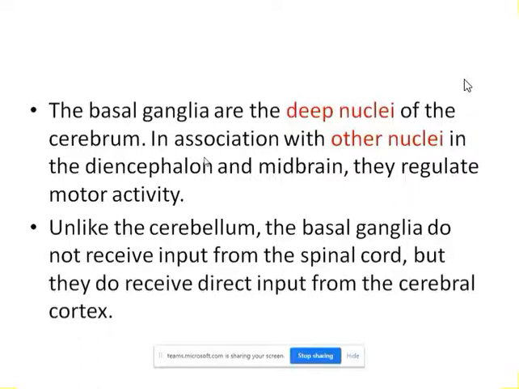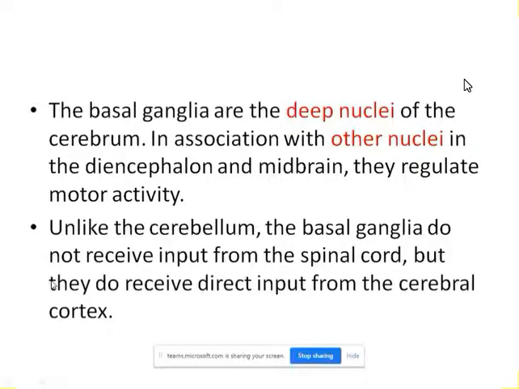Yes, sir. Good. Then, unlike the cerebellum, I have told you that some part of the cerebellum gets the information from the spinal cord, but the basal ganglia do not receive input from the spinal cord. But both the cerebellum and basal ganglia do receive direct input from the cerebral cortex. So this is the difference, the fine difference between the cerebellum and basal ganglia itself.